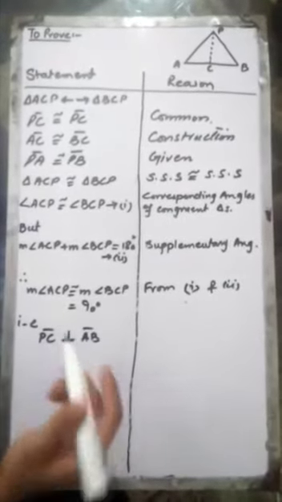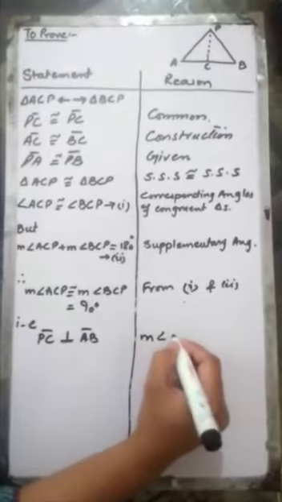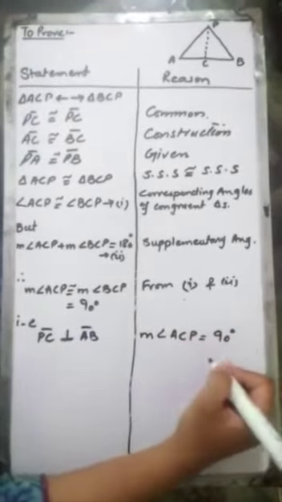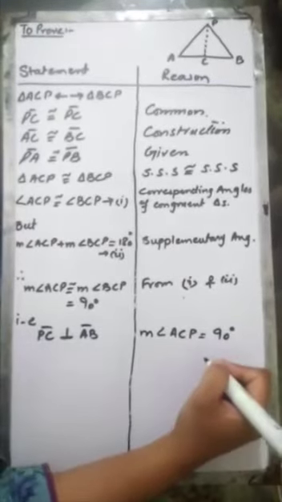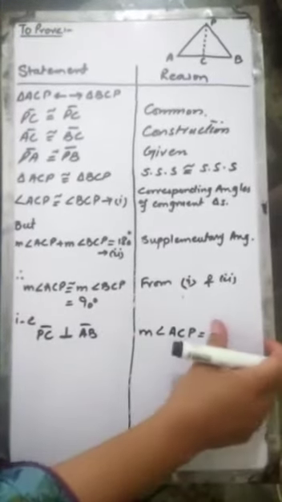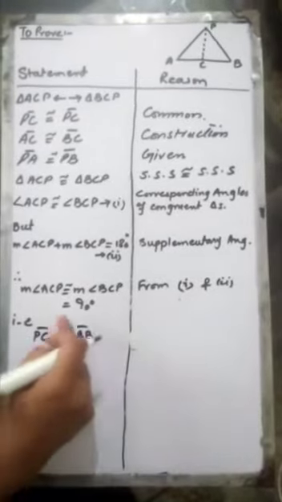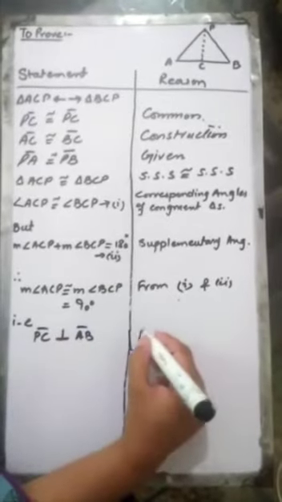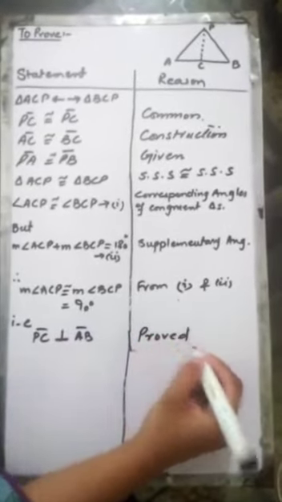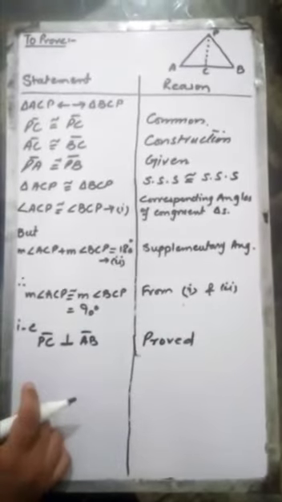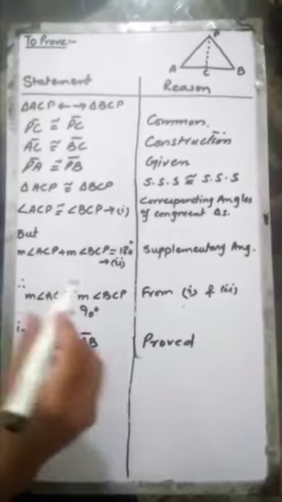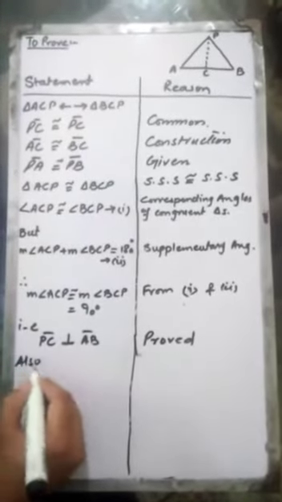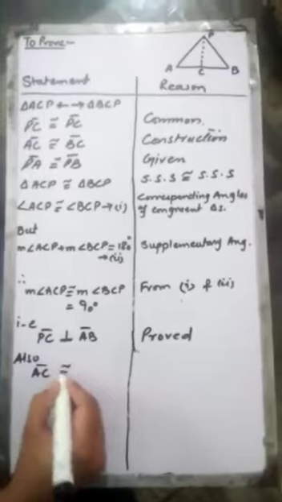And what will be the reason? Measure of angle ACP is equal to 90 degrees. It is proved. We have to prove that these two angles are of 90 degrees. So PC is perpendicular to AB. It is proved. Clear?